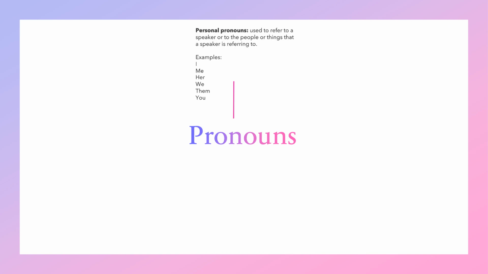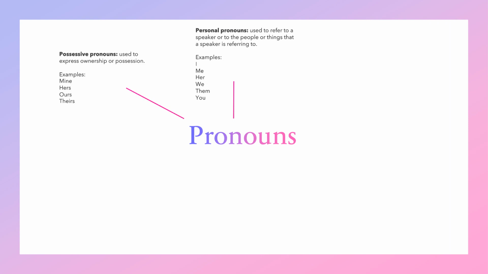So the first type of pronoun is personal pronoun. This is the one that people normally think of when you think of pronouns. This refers to a speaker. So I, her, them, they, he, she, things like that. These are normally quite easily identified as pronouns.